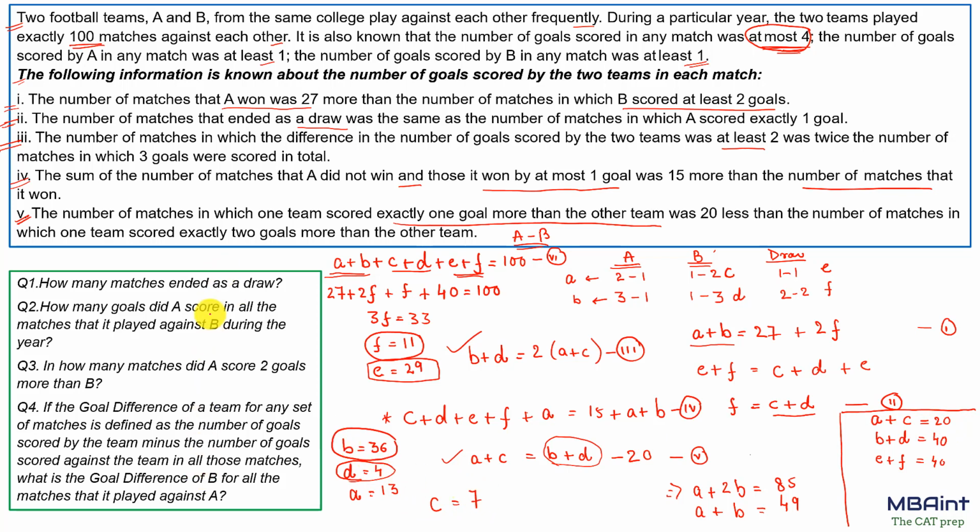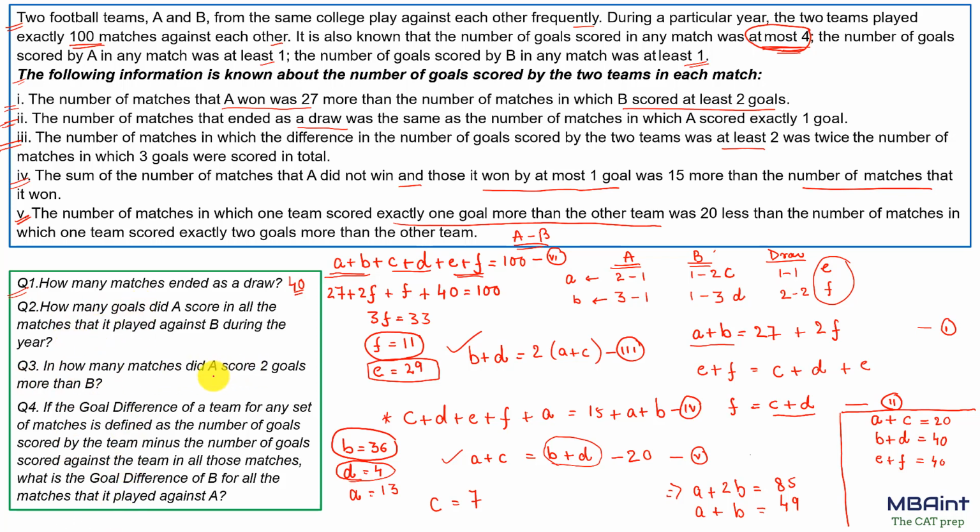Now answering the question is way easier now, so let's not waste time in it. So first question is how many matches ended as draw? Draw is nothing but E plus F. We know E plus F equals 40. So without solving the complete equation, we would have answered this first question. Now answering these other questions is very easy.